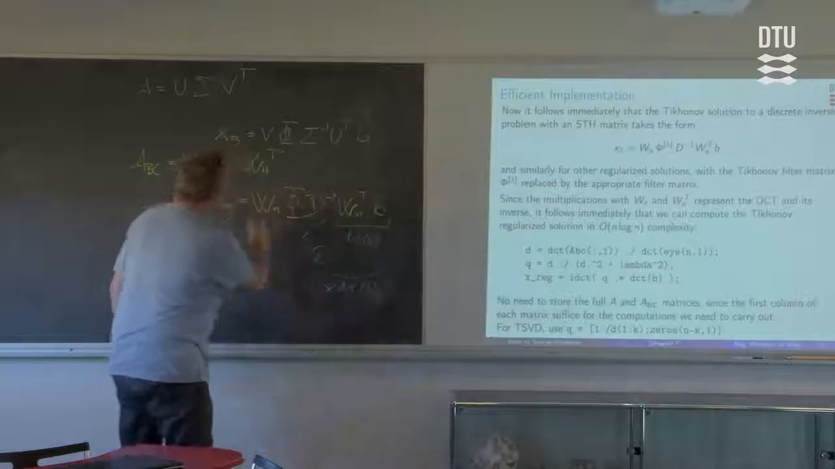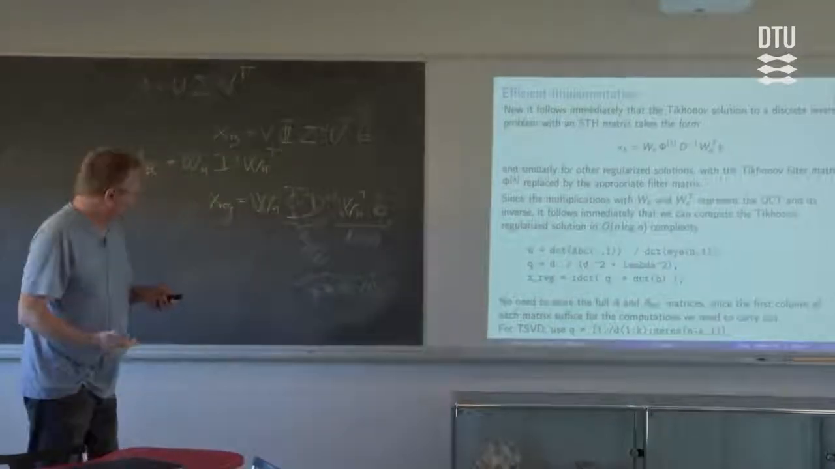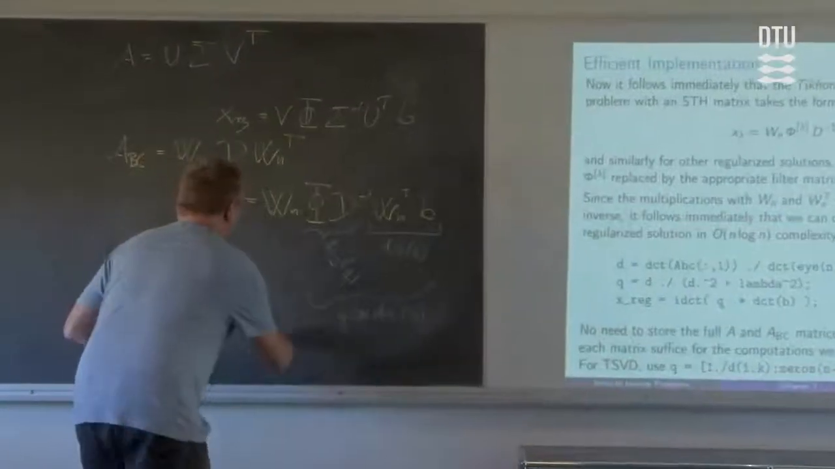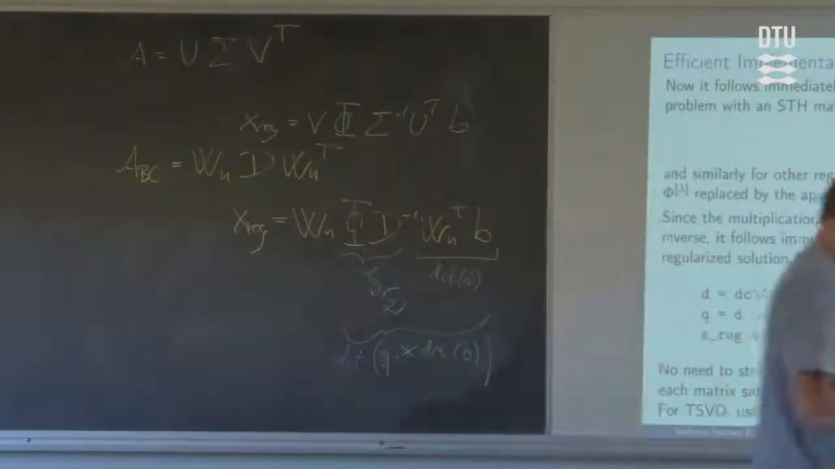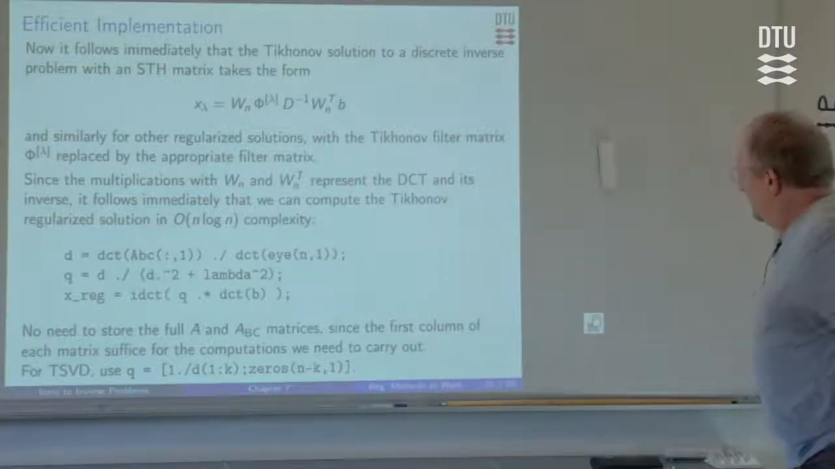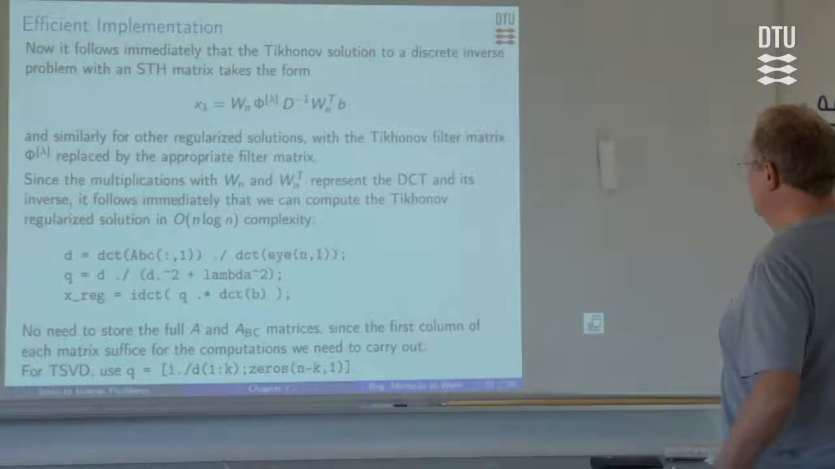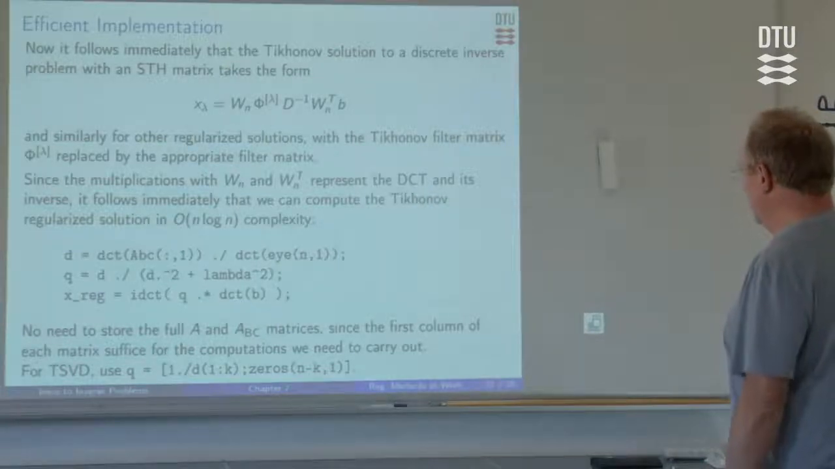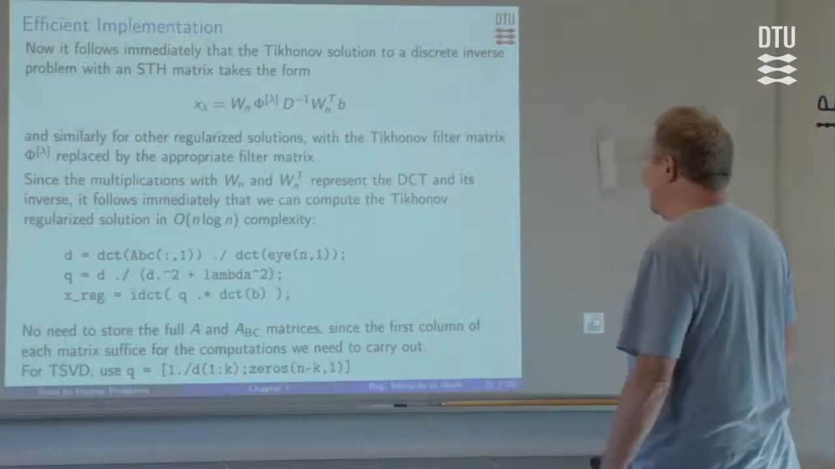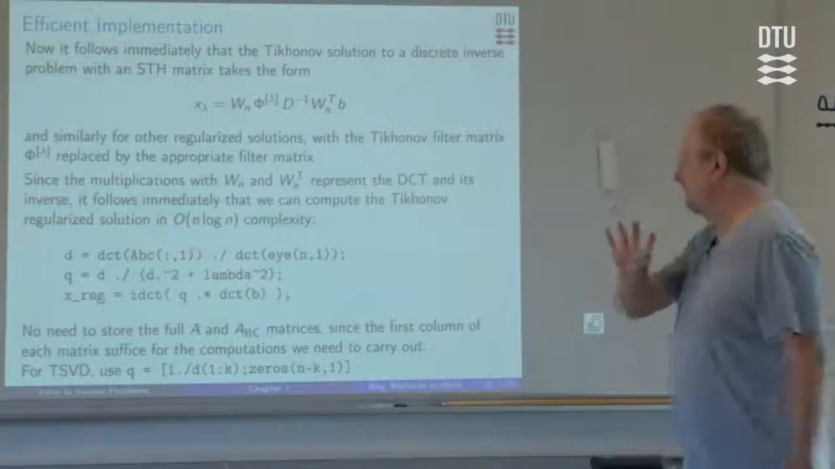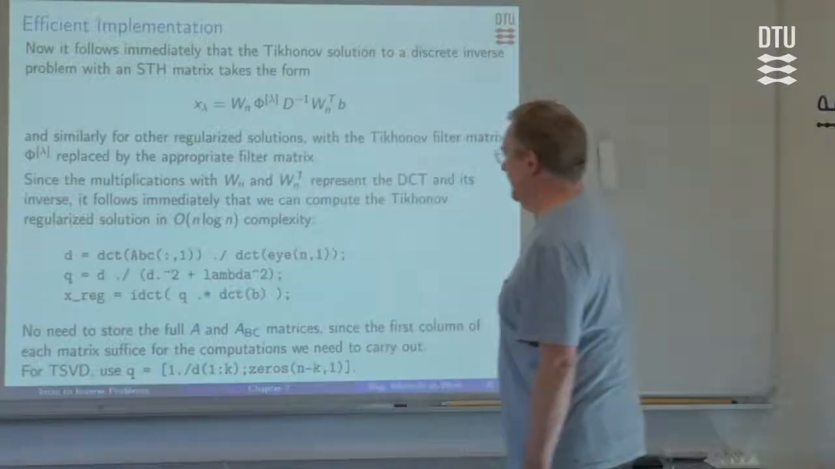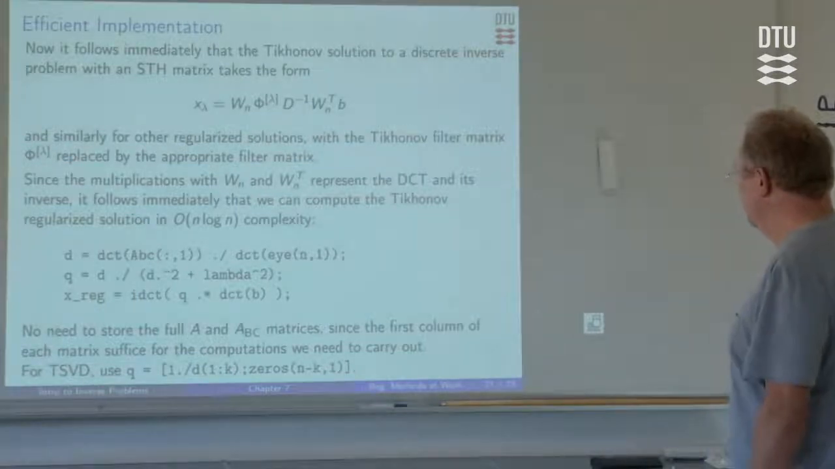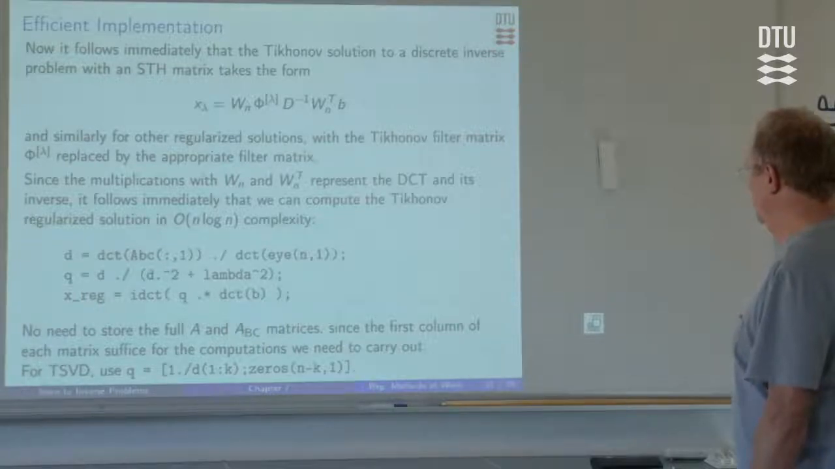So again, this is a vector, and then we multiply with W_N, and that's the inverse discrete cosine transform. So in the end, to do this, you do an idct of that vector there, and that's what we have there. So that's how to compute a filtered regularized solution. It's really, really efficient, because all it requires is four DCTs, one there and one there. Everything here is n log n computations. That's really fantastic, in my opinion, that you can do this so efficiently.